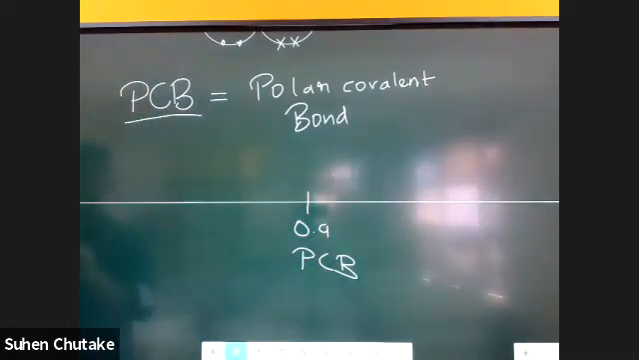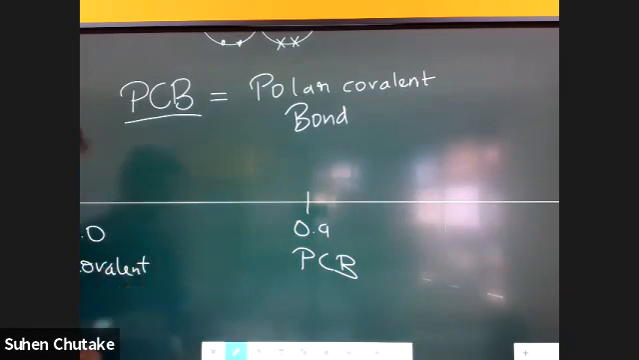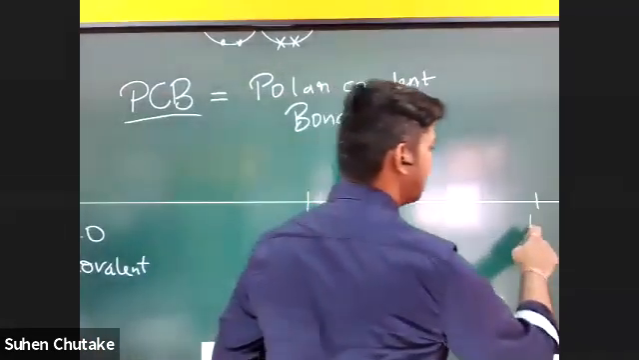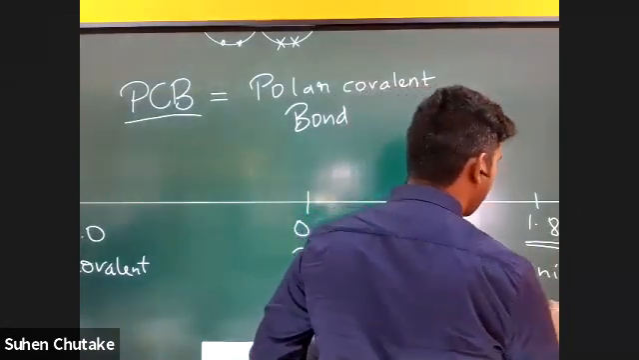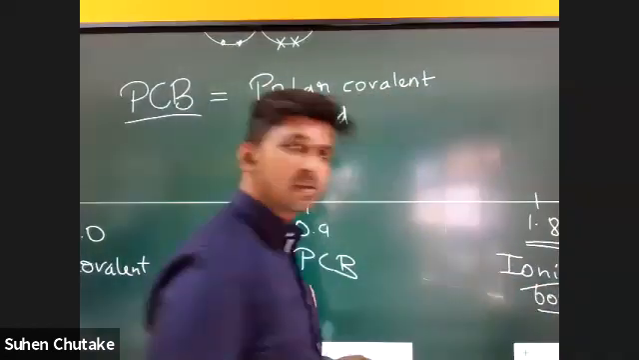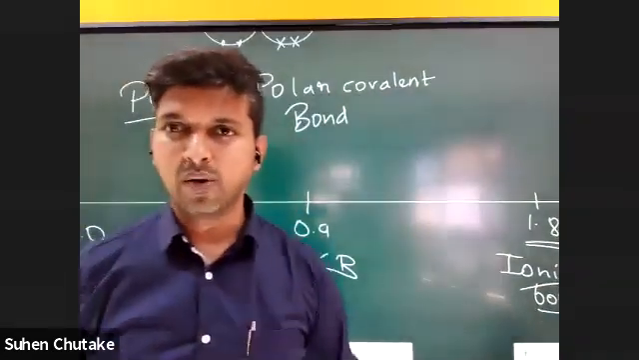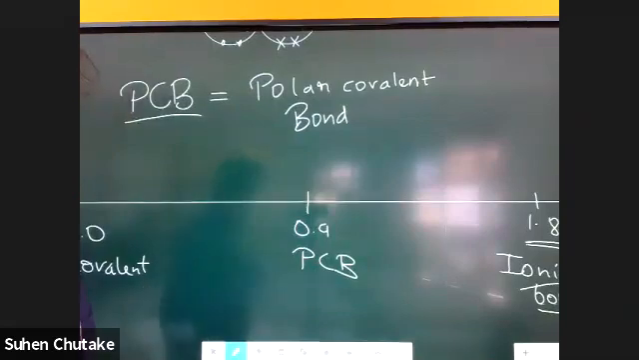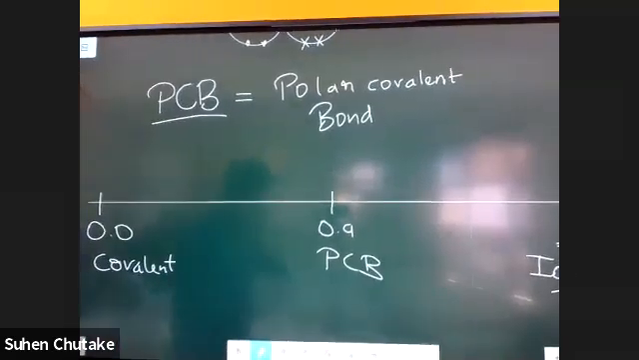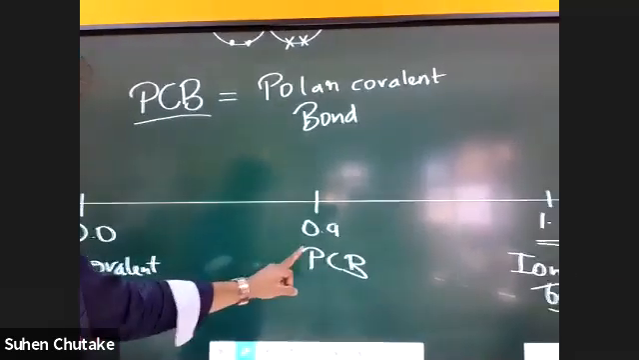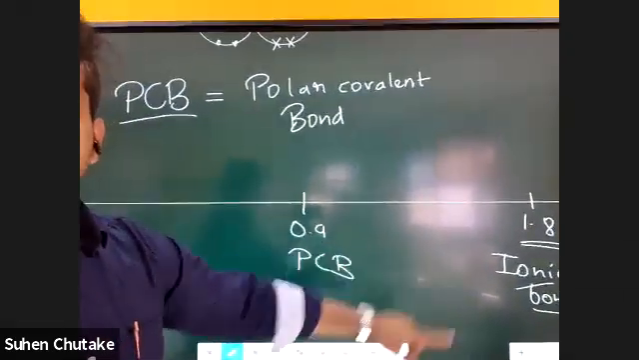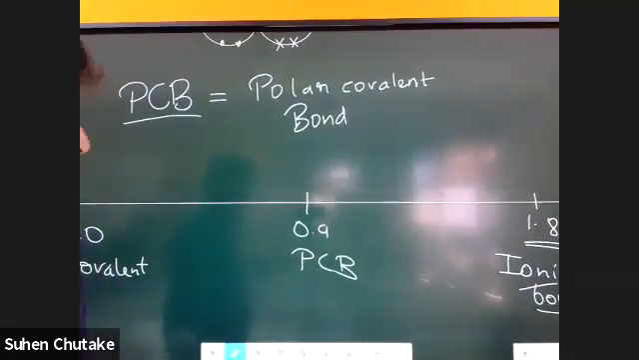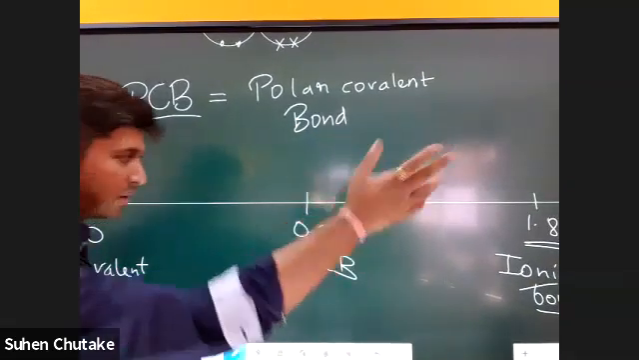If the EN difference is 0 or close to 0, it is a covalent bond. And if the EN difference crosses 1.8, that day I told you, the bond is an ionic bond. So if it's 0 or close to 0, the bond is covalent. If it's 0.9, the bond is a polar covalent bond. And beyond 1.8, we have an ionic bond.